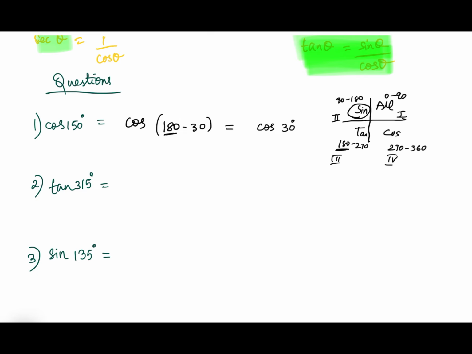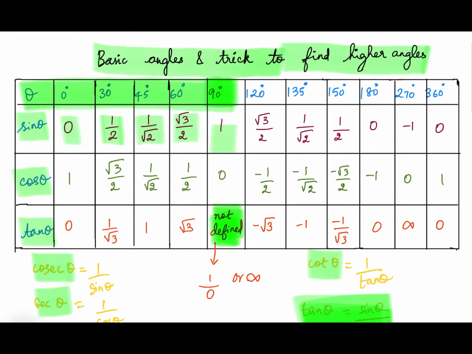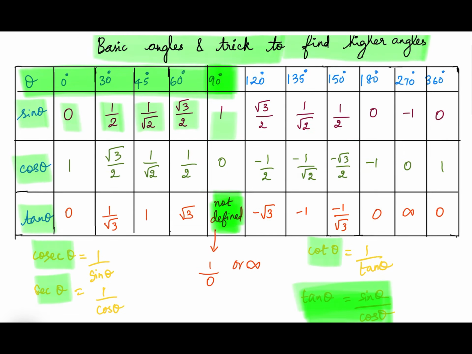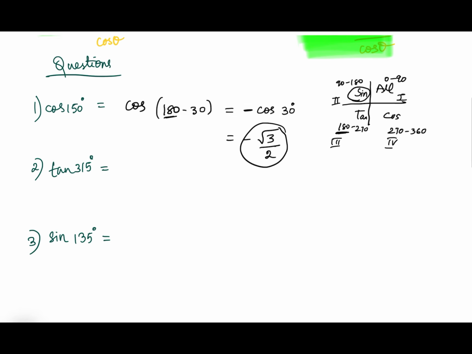Okay. Now, if you see, cos 180 minus 30 is coming in the second quadrant where only sin is positive. So, you have to put a negative because cos is not positive in the second quadrant. Now, what is cos 30? You have to remember this, okay? It is root 3 by 2. So, is this correct? Let's go and check, okay, whether this is correct. Cos theta is over here, 150. Cos 150 is minus root 3 by 2. Yes, we got it correct.